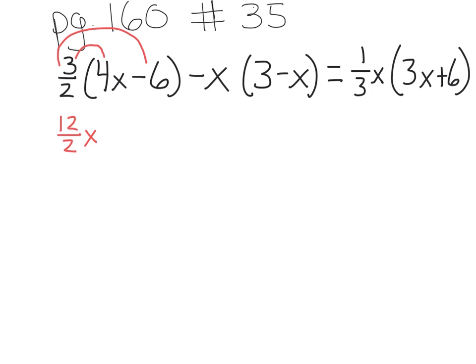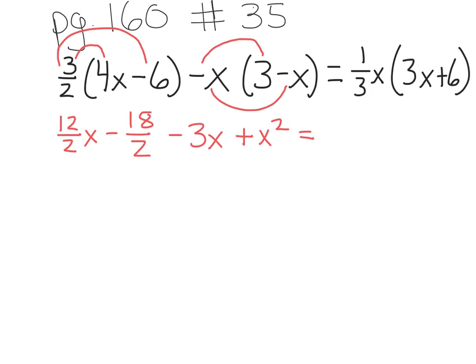And then here, I'm going to have 3 halves times negative 6, so that would be a negative 18 over 2. Now I need to distribute this. Negative x times 3 is a negative 3x. Then I'm going to do negative x times negative x would be a positive x squared. Then equals, and then I'm going to distribute.